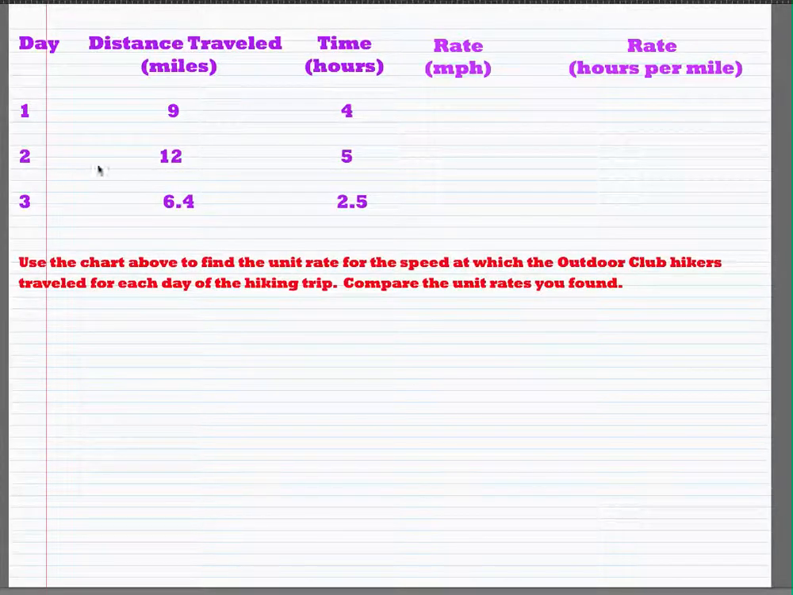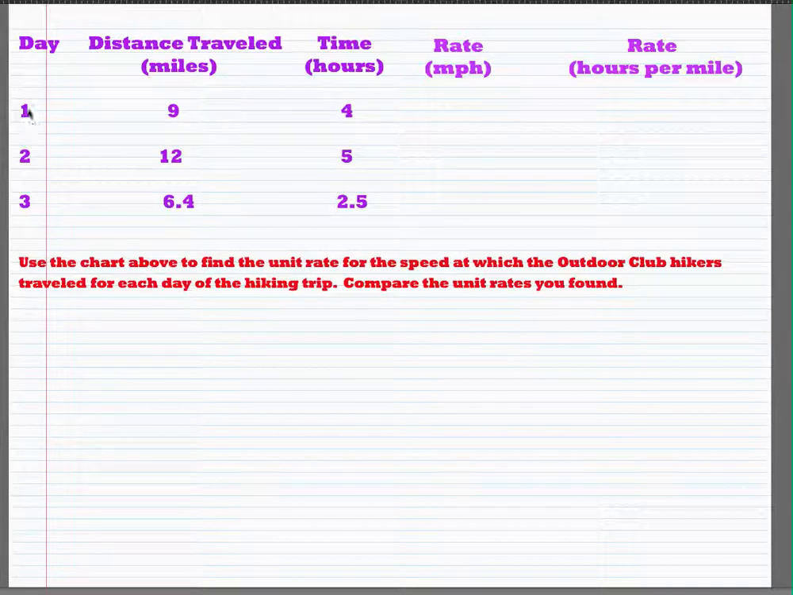Boys and girls, these are the questions and answers for 1.3 in the Decimal Apps book, Investigation 1. So the first question says, use the chart above to find the unit rate for the speed at which the outdoor club hikers traveled for each day of the hiking trip.